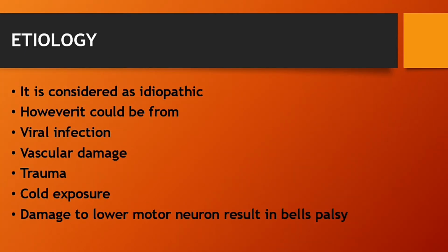Let's see the etiology of Bell's palsy. So the exact etiology is unknown, so it is idiopathic. However, it could be viral infection. So when a virus infects the facial nerve, it can lead to Bell's palsy. It also could be vascular damage. So when a blood vessel gets damaged, it could lead to Bell's palsy during a local anesthetic procedure or injection. Also, it could be trauma during an accident or other traumas. Also, cold exposure may trigger Bell's palsy, and the main reason is damage to the lower motor neuron that results in Bell's palsy.